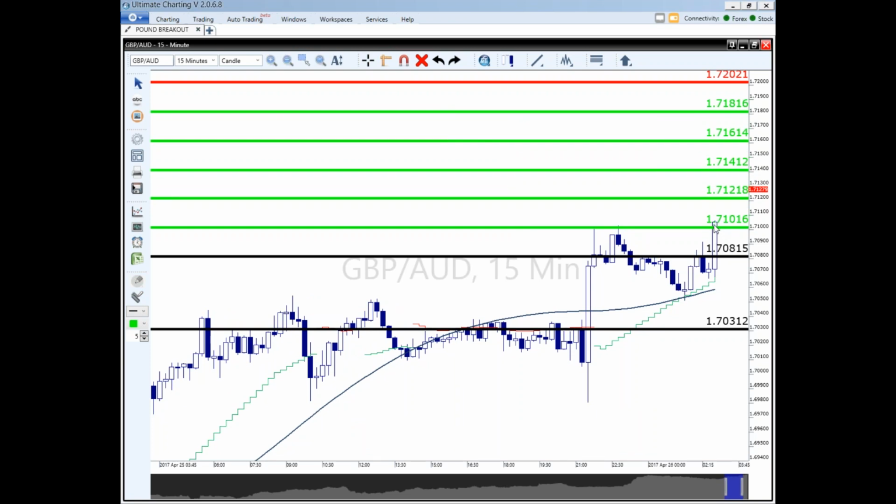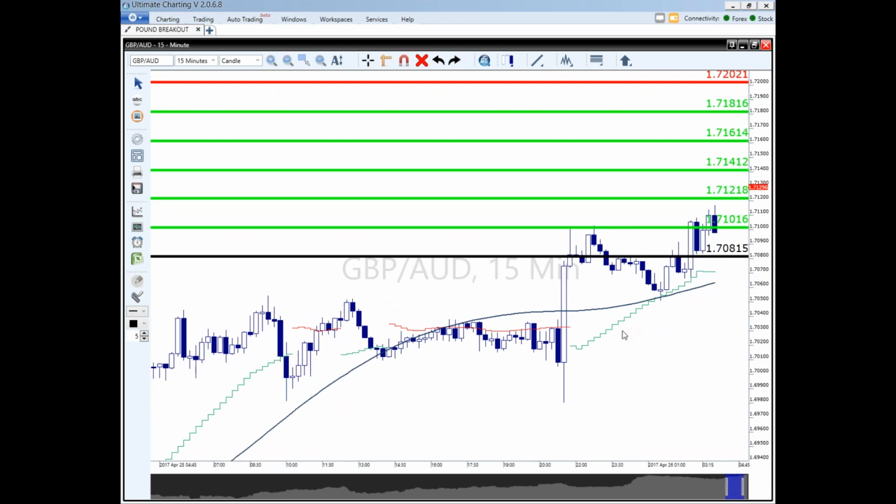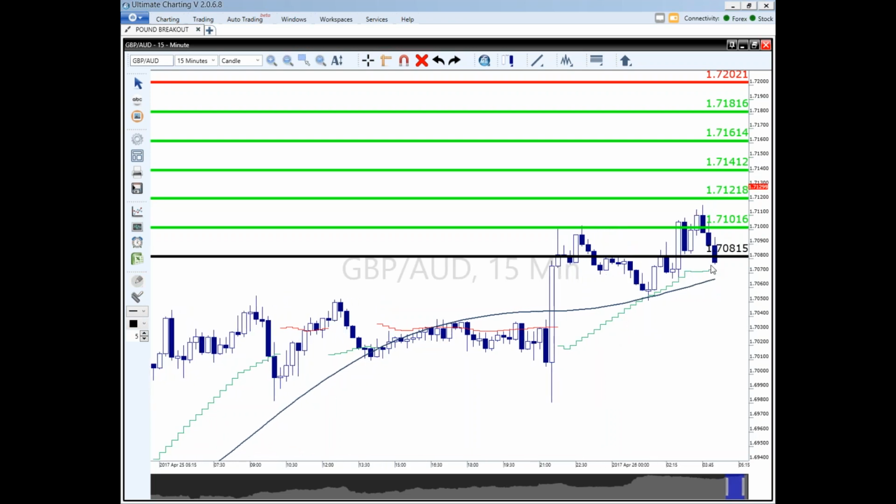So the market does this. Here it strikes our first 20 pip increment, so our 50 pip stop loss is gone. Stop loss goes to break even, okay? Stops us out at break even. So our first trade, break even.